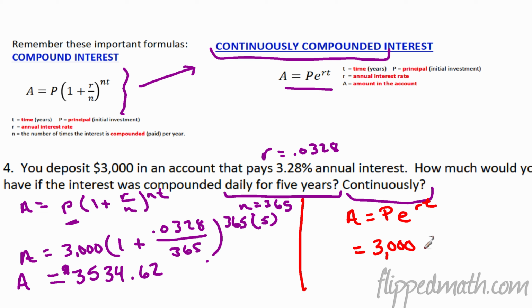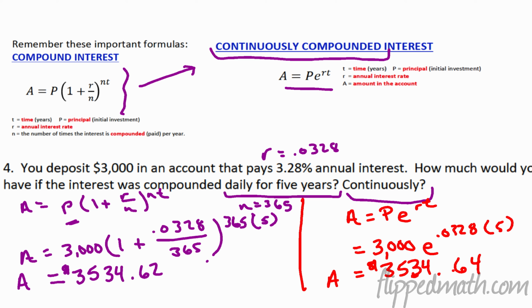And then e, remember that's Euler's number, raised to the 0.0328. We still want that as a decimal. And then how much time do we have in this problem? Still equal to 5. When I work that all out, we get your total amount to equal, what do we get? 3534.64. So that's pretty close to the other one. So you get a little bit more money there, compounded continuously.